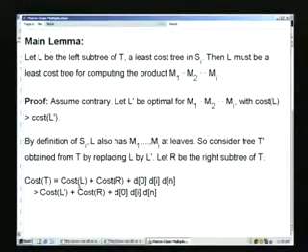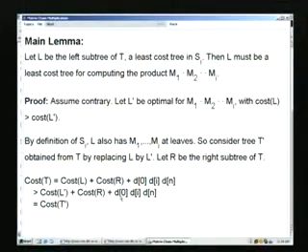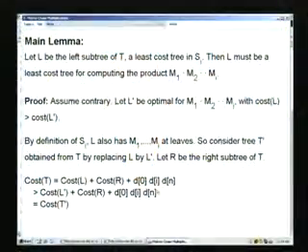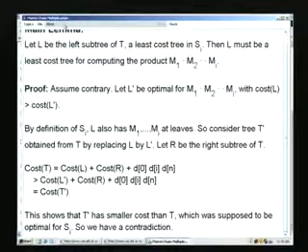Now, what do we know about cost of L? Cost of L is bigger than cost of L prime. So, if I substitute cost of L prime over here, I get that cost of T is bigger than cost of L prime plus cost of R plus all of this. Now, this entire expression, if you look at this picture over here, is nothing but cost of T prime. So, what have we proved? We have proved that cost of T is bigger than cost of T prime, or T prime has a smaller cost than T.